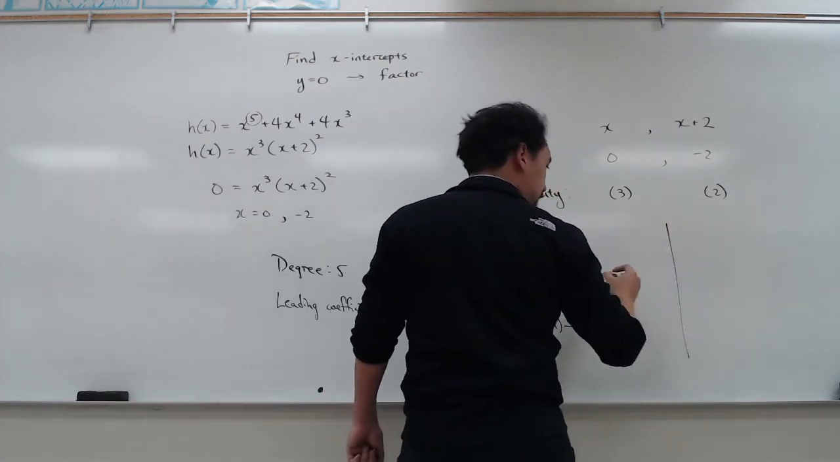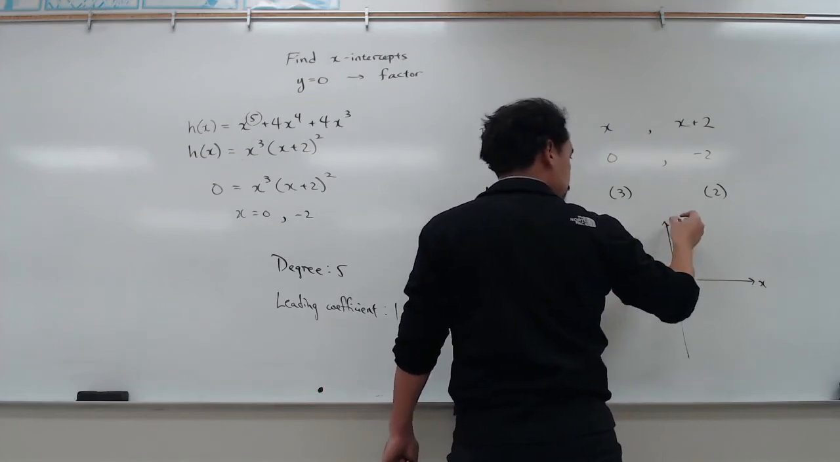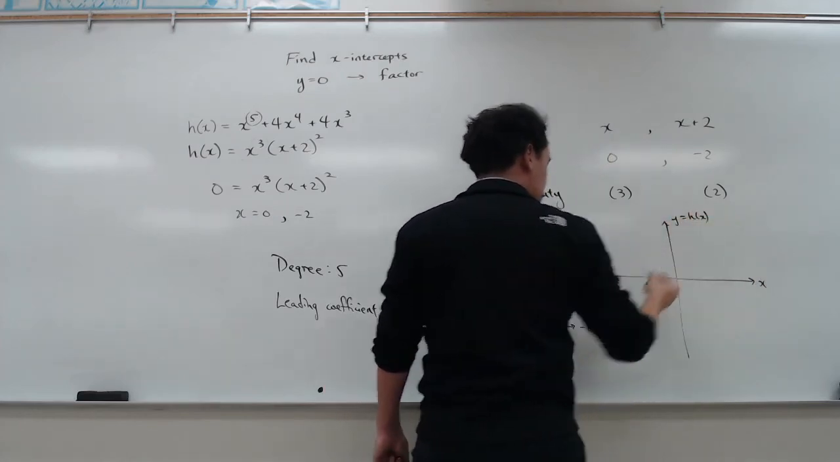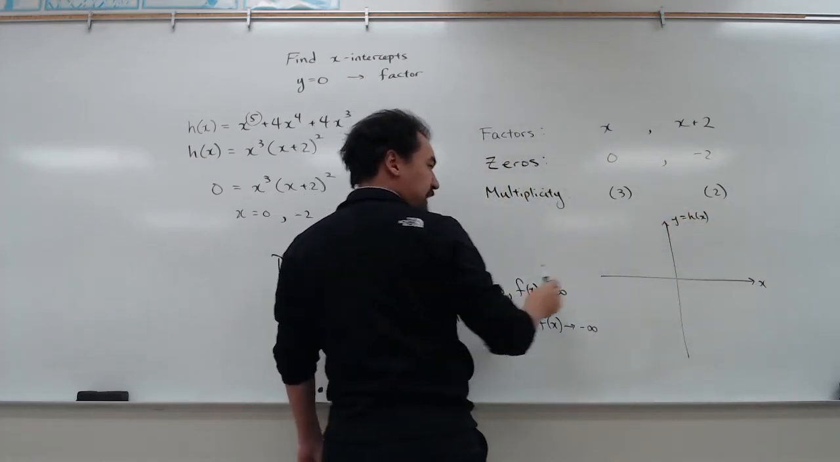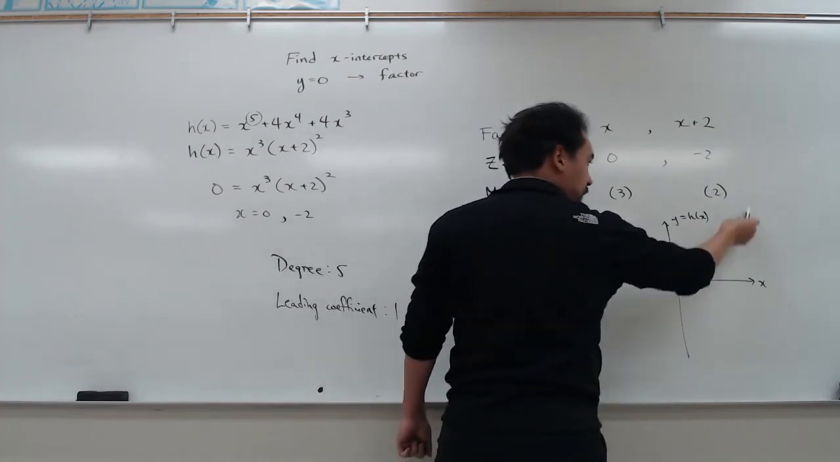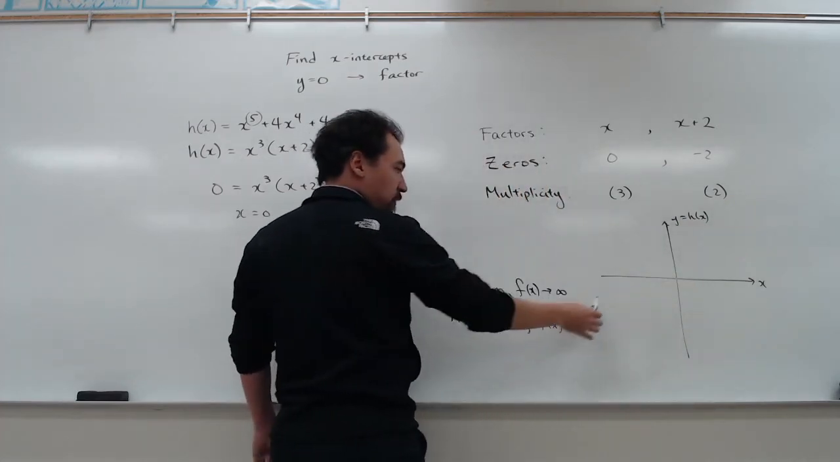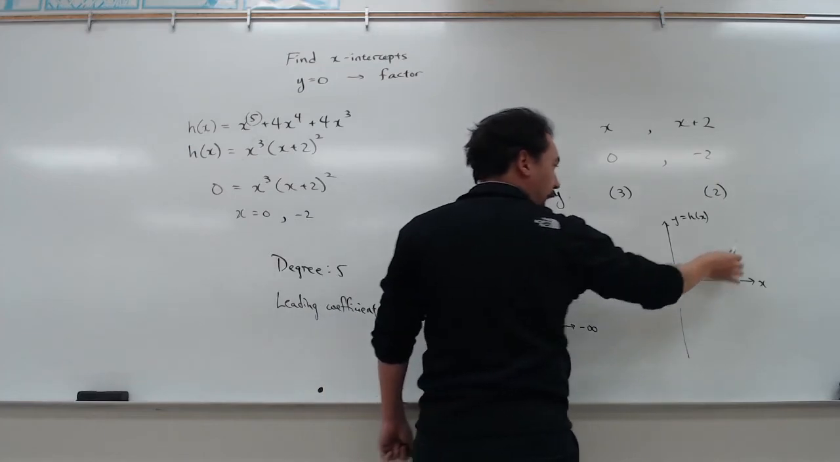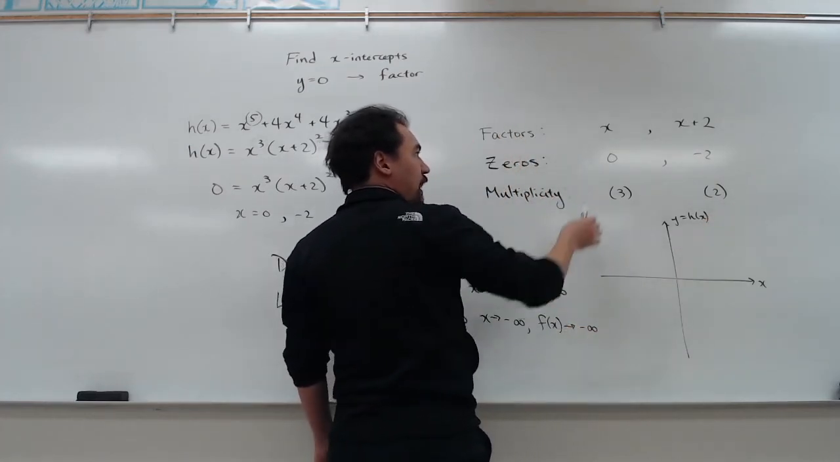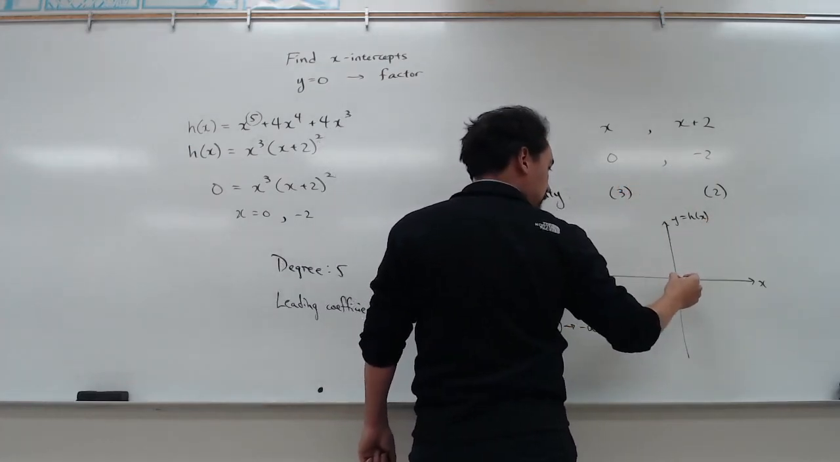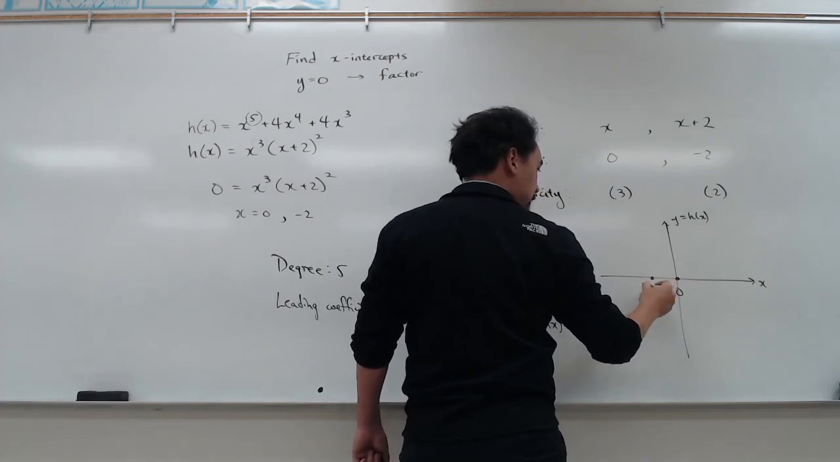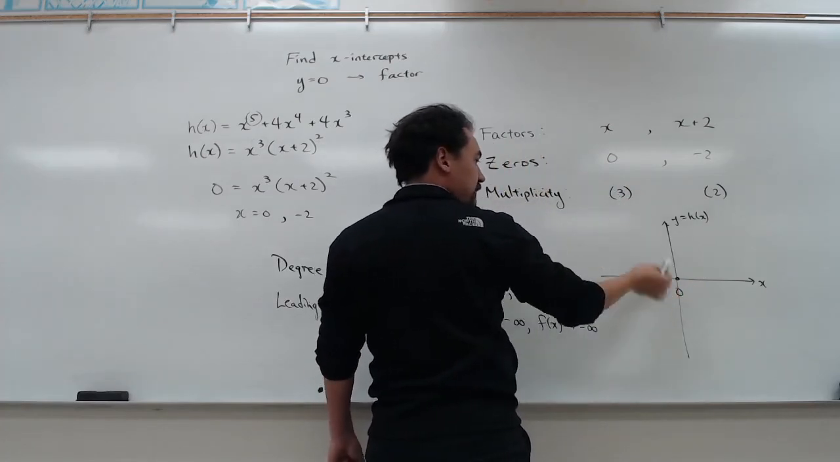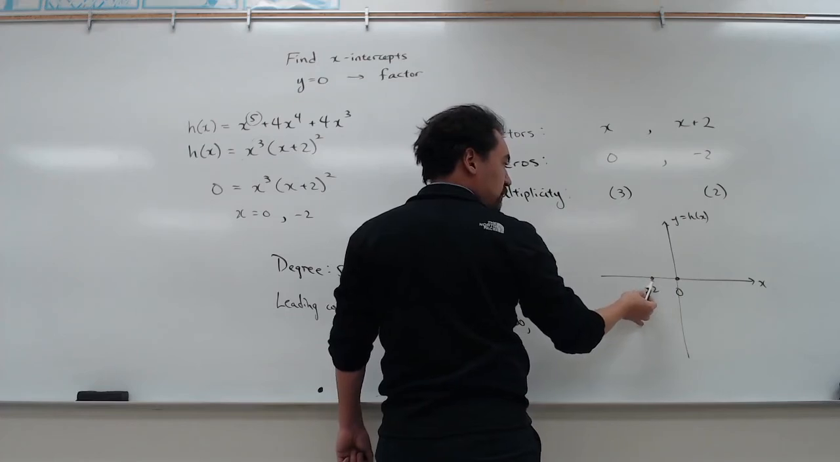You can sketch a graph. So I know my end behavior, as x goes to the right, y goes up, and as x goes to the left, y goes down. So I'm coming from here, I'm ending up there. I know my zeros are both real, they both make x-intercepts. And the multiplicity here is 3. The multiplicity here is 2.